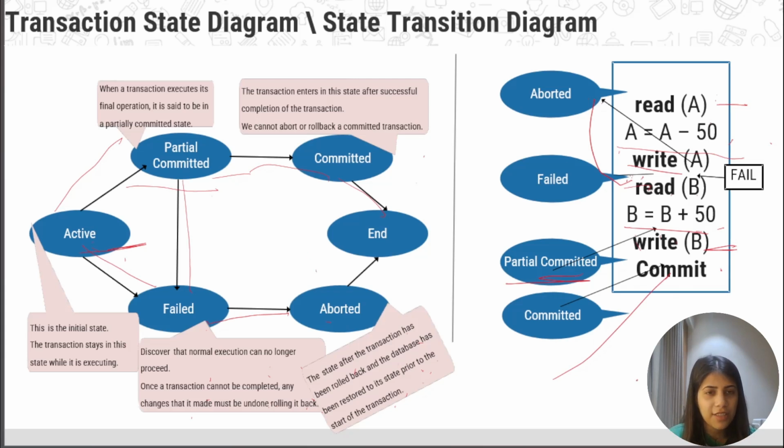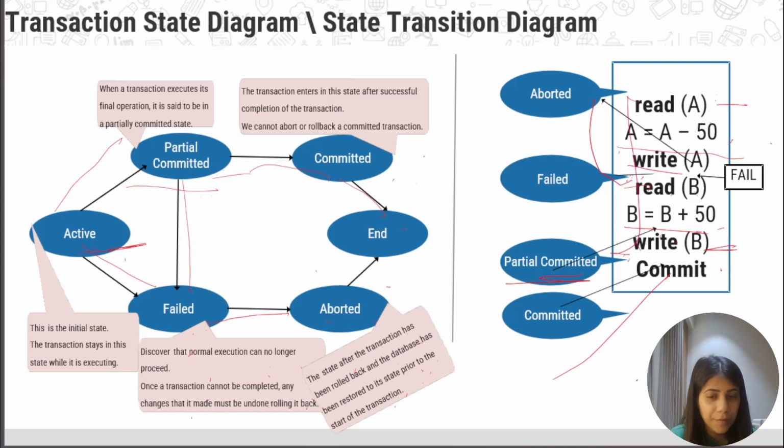First, it is in the active stage. There are 2 possibilities, either partially committed or failure. From partially committed, it goes to the committed stage and ends the transaction. From failure, it goes to the aborted stage where it will roll back and end the transaction. There is also a possibility that in the partially committed stage, the transaction can still fail. Again, everything will be rolled back.